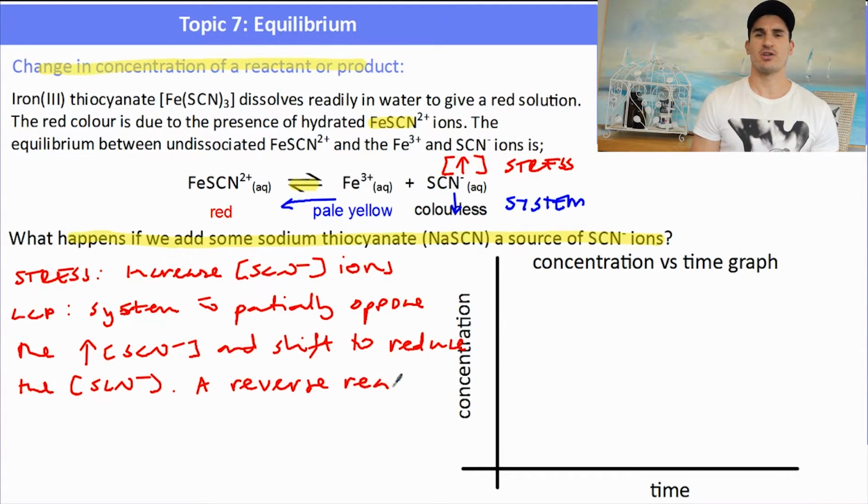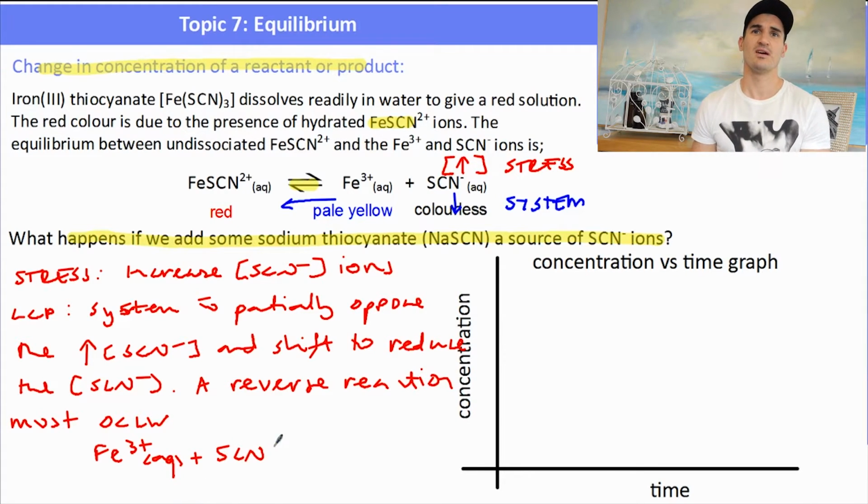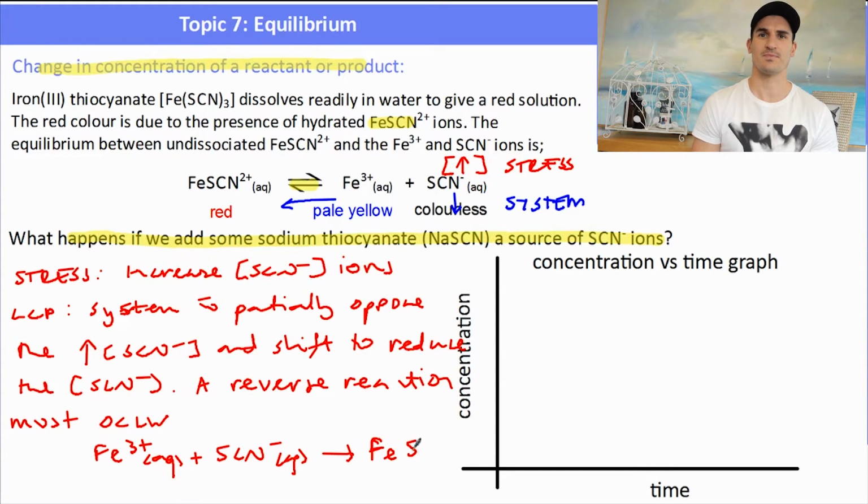So a net reverse reaction occurs, and whenever we say the term net reverse reaction, we want to write what that equation is. Now when I write this net reverse reaction, I'm going to write it from right to left. So it's going to be Fe3+ aqueous plus SCN- aqueous forms FeSCN2+. What we would see here in terms of colour is by adding some SCN- in, we're going to dilute it so it's going to become lighter, but then it's going to start to get darker as FeSCN2+ is formed. But overall, it won't be as dark as it was initially because it's a partial opposition.